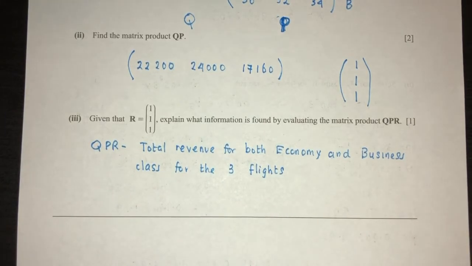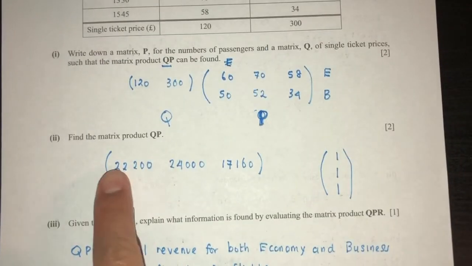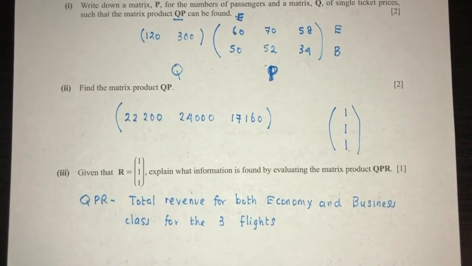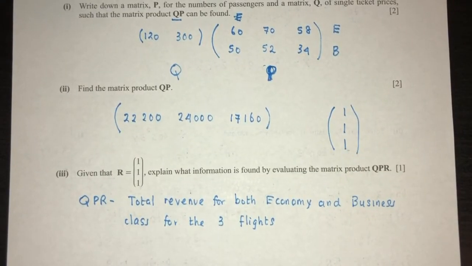So everything together will give you this times this. You have the sum of everything, so that will be the total revenue for these 3 flights. That is your question number 2.